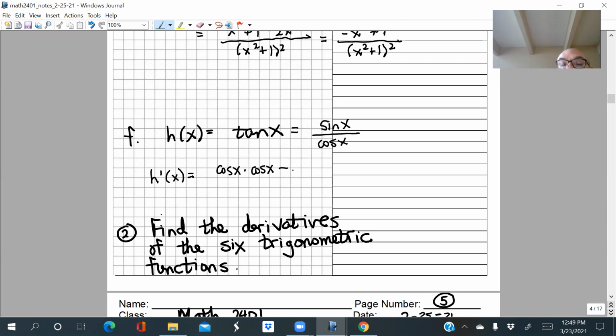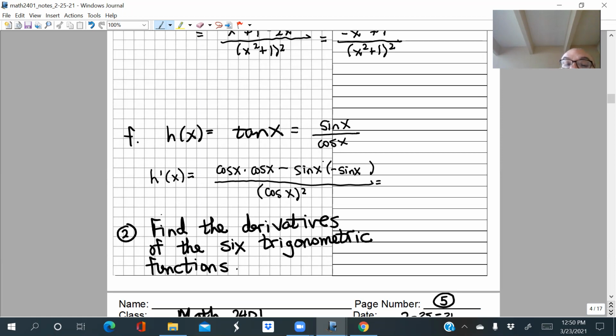And then what's the second term going to be? You keep the sine, and then you multiply by the derivative of the cosine. So keep the top, the sine of x, and multiply by the derivative of the cosine. But that is minus sine of x. And don't forget, since we're using the quotient rule, you subtract here. All of this divided by the denominator squared. So you get cosine of x squared.